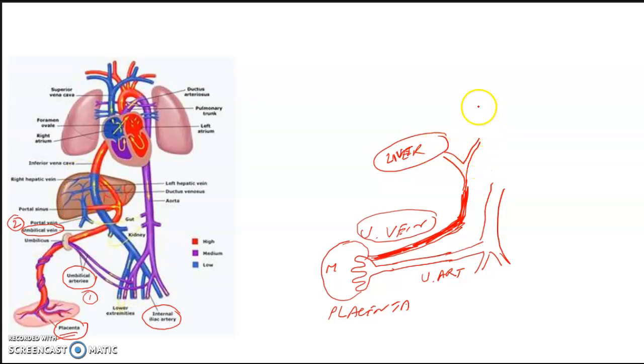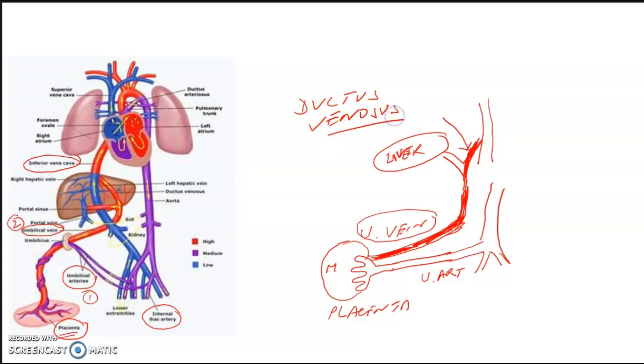So instead, it enters now into another blood vessel, and this is called the inferior vena cava, right here. And the blood is shunted, and this is called the what? The ductus venosus. This is the shunt. So ductus venosus is modification number 3. So the oxygenated blood, instead of going to the liver, goes through the ductus venosus into this collecting blood vessel. And what is this called? The IVC, the inferior vena cava.